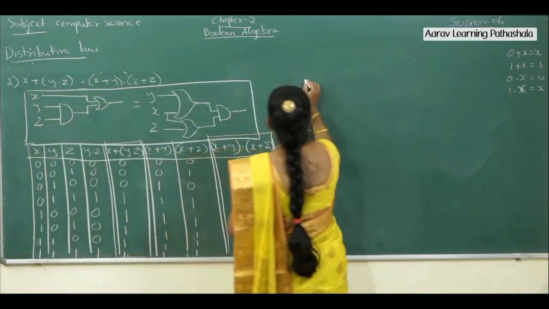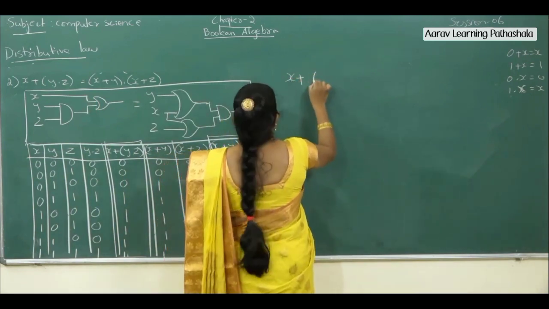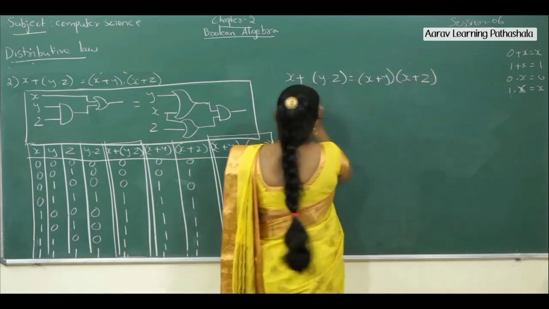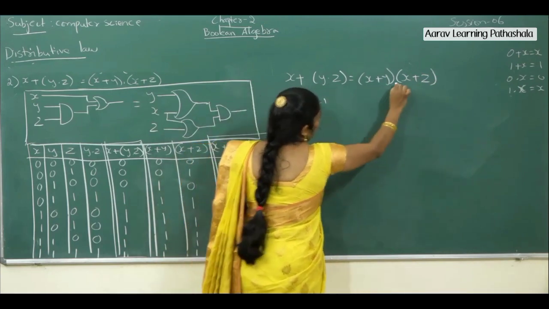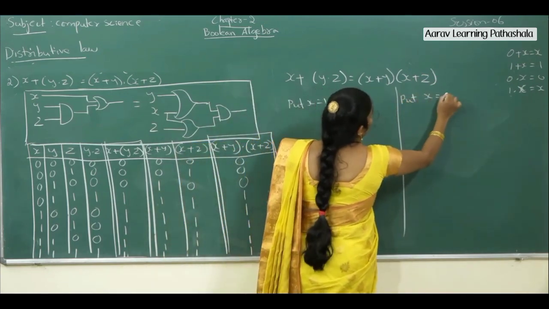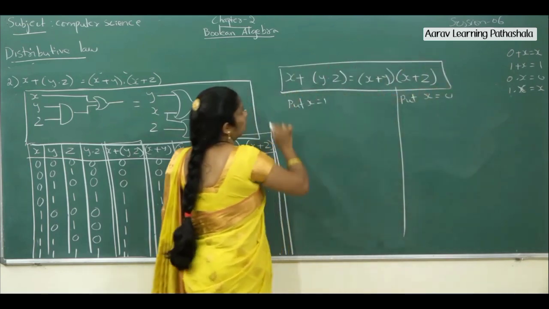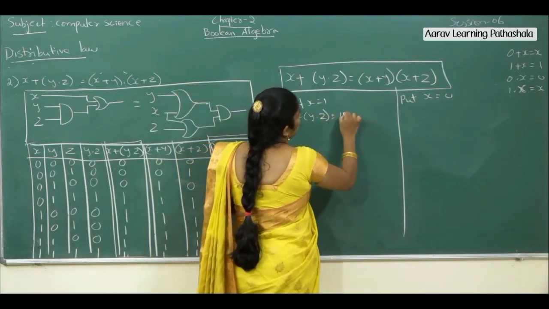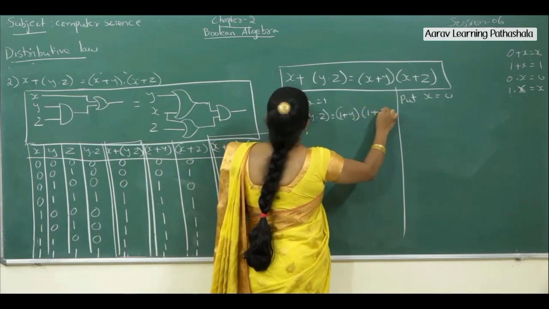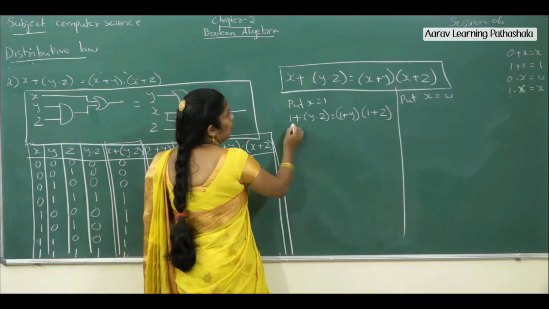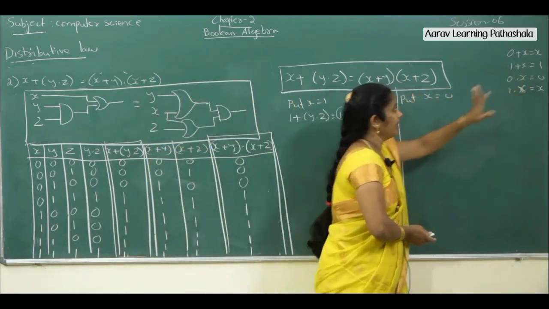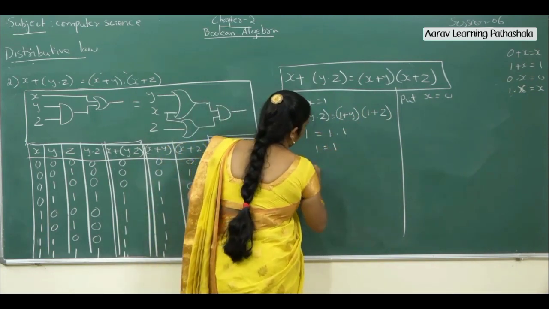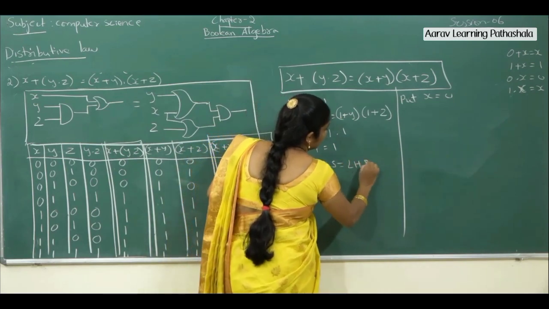Now, for the same equation, we will solve it by using the perfect induction method. X plus Y into Z equals X plus Y into X plus Z. Now, put X equals 1 one time and then put X equals 0 another time in the given expression. On the place of X, we have substituted 1. 1 plus Y into Z equals 1 plus Y into 1 plus Z. Now, 1 plus any variable is nothing but 1 only. Here, 1 into 1. Therefore, right hand side value equals left hand side value.